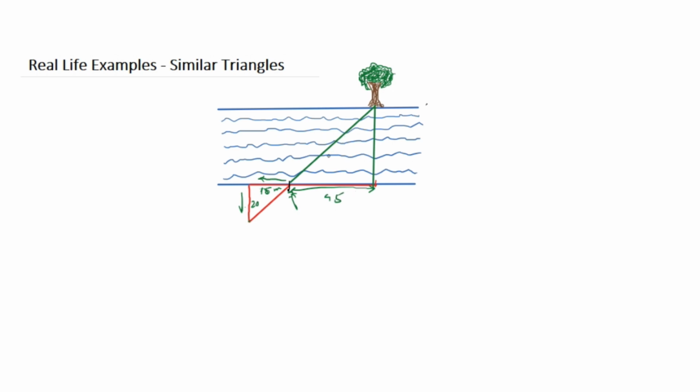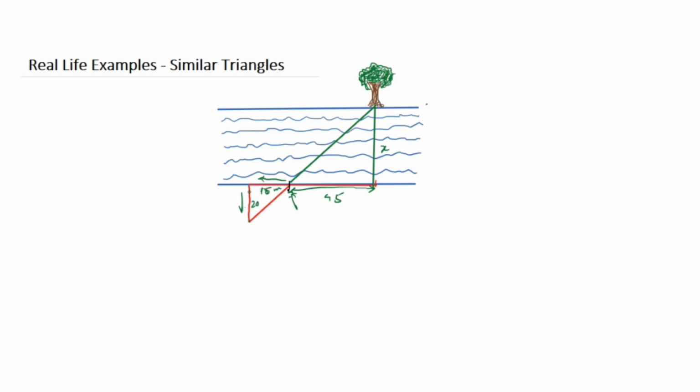Well, that's all we need to find out the width of the river, because now we can prove that these two triangles are similar to each other and then find the width of the river. So let's say the width of the river is x. We don't know how much it is right now, but we know that the length of this side is 20 and this side is 15.